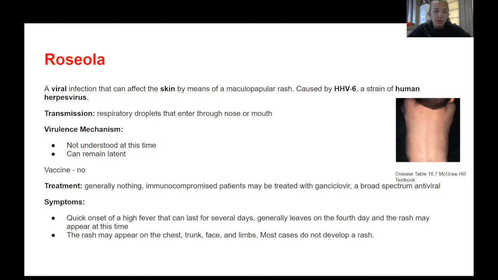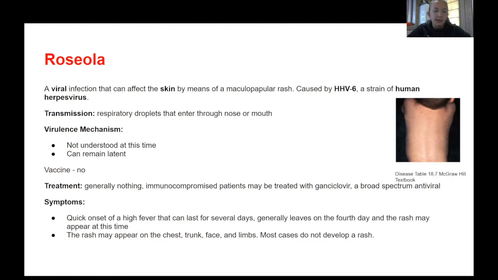Transmission of roseola is through respiratory droplets that can enter through the nose or the mouth. And the virulence mechanisms are not completely understood at this time. However, something to note is that the virus can remain latent after symptoms have cleared, which could elicit reactivation. But this usually only happens in immunocompromised individuals who have been infected.